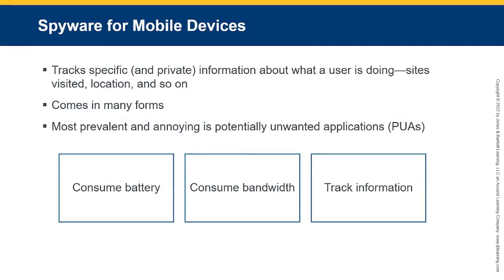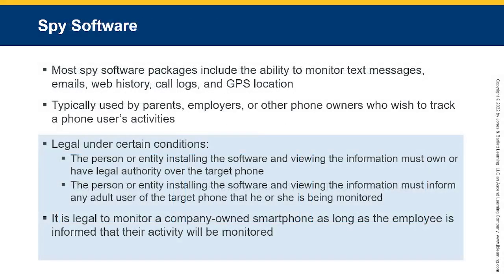You could also be infected with spyware that tracks specific and private information about what the user is doing, sites visited, location, and so on. It comes in many forms. The most prevalent, unknowingly, is the potentially unwanted application. They consume battery, they consume bandwidth, and they track information. Most spy software packages include the ability to monitor text messages, emails, web history, call logs, and GPS location. They are typically used by parents, employers, and other phone owners who wish to track their phone users' activities.